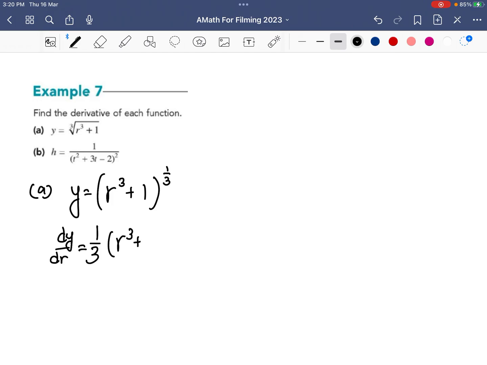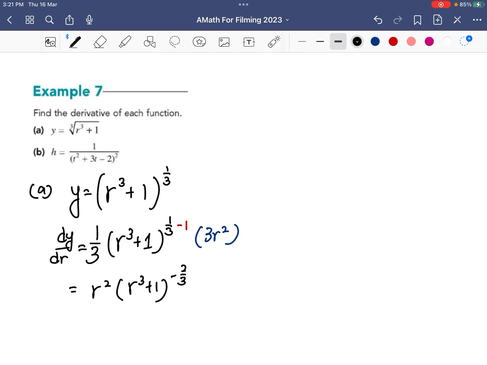Okay, as I was saying, back to the differentiation. 1/3 comes down, so it's r cubed plus 1 to the power of 1/3 minus 1. Then don't forget to differentiate what was inside the bracket. r cubed plus 1 becomes 3r squared plus 0. So if I have to simplify, 1/3 times 3r squared, I get r squared times r cubed plus 1 to the power of negative 2/3.